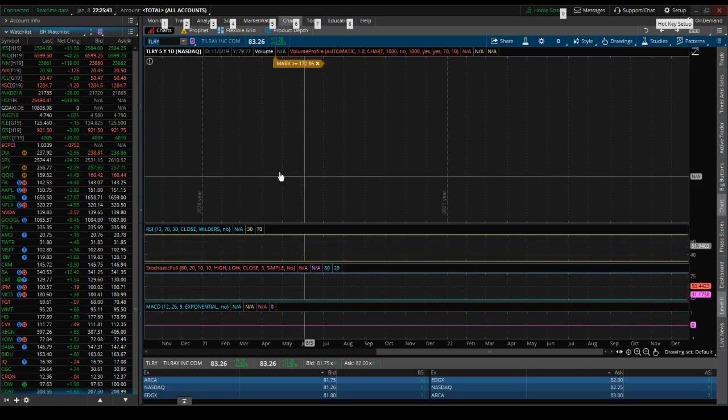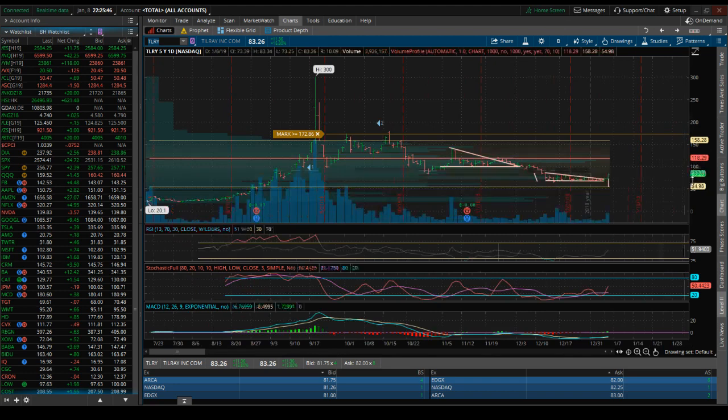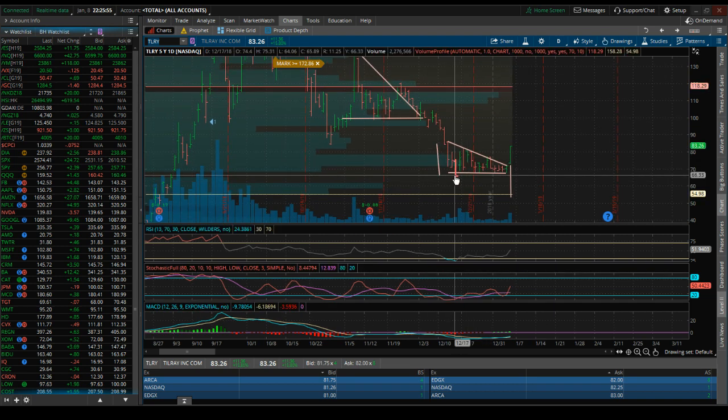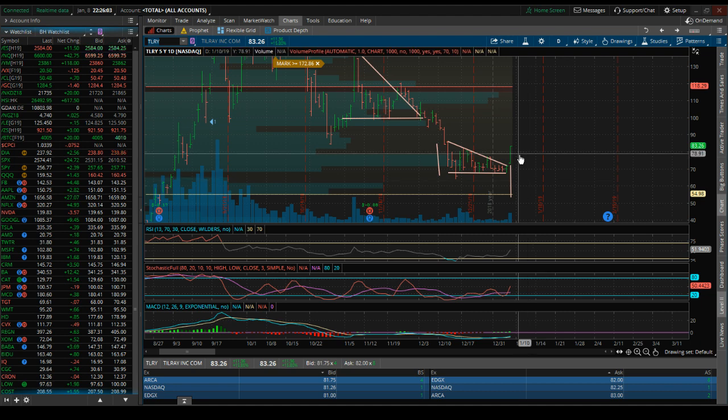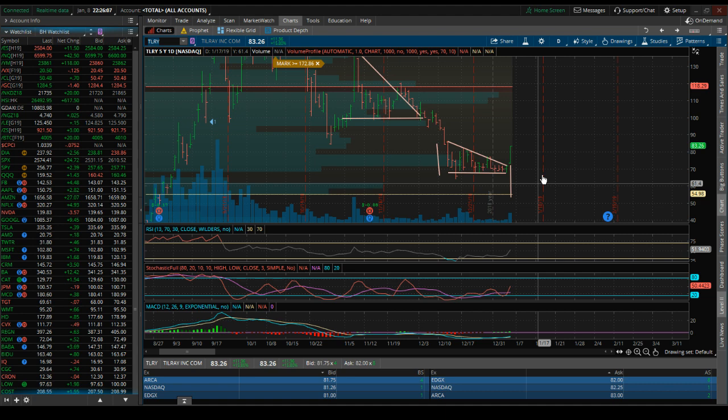So Tilray never broke our descending triangle, right? It looks like it overshot it right here. So this may have become really good support potentially, or it's an overshoot, and it might come back in, but it never broke out below it. But yeah, pretty big move today.